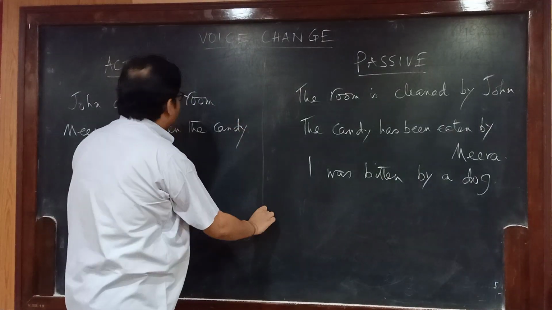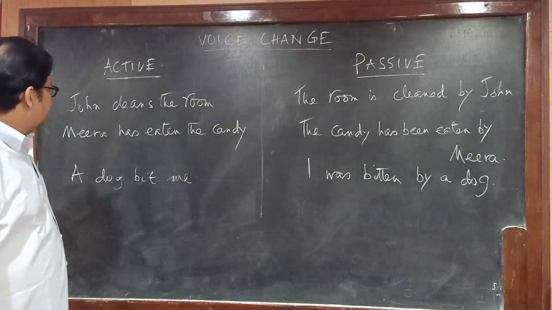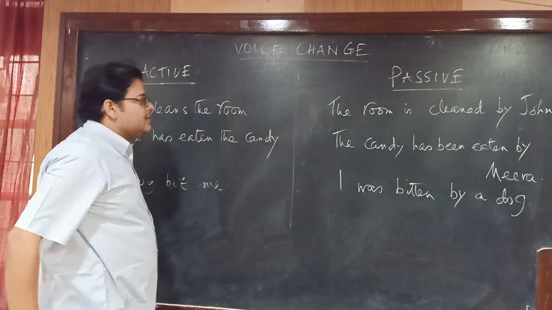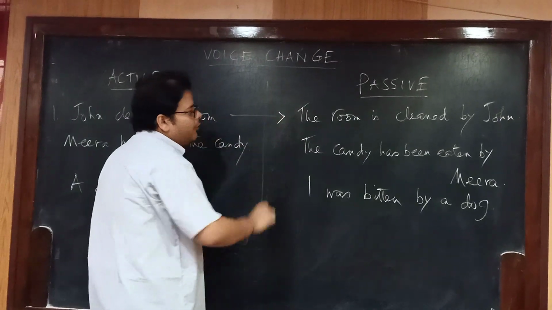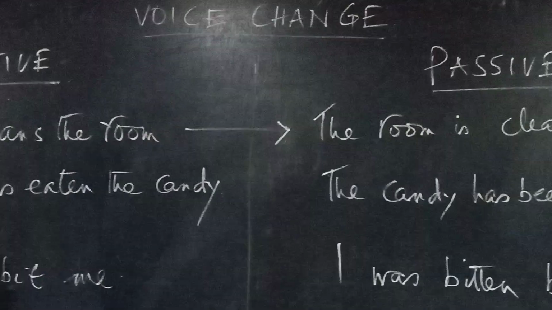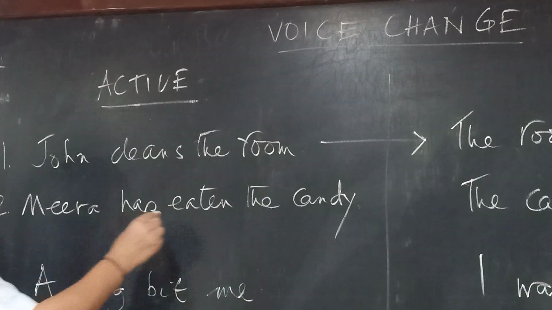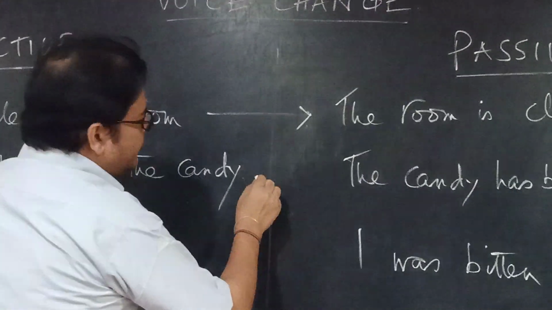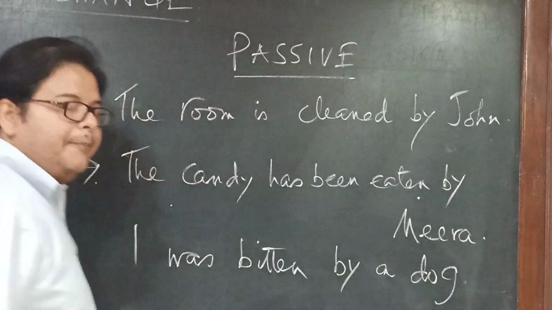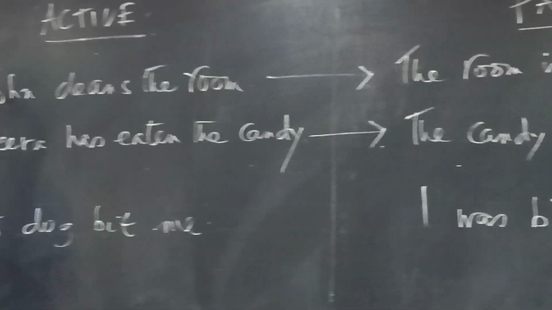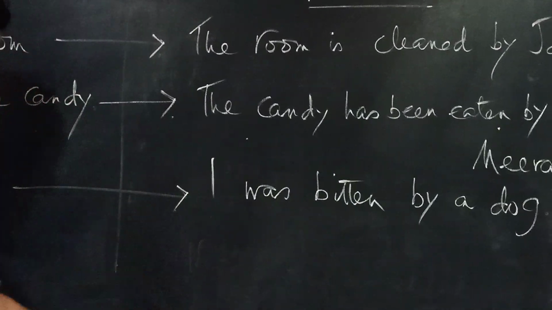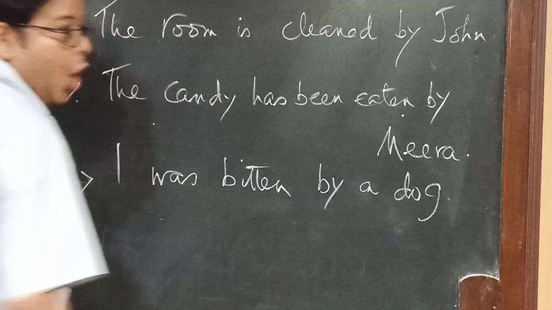I have taken 3 active voice sentences and 3 passive voice sentences. The first one, John cleans the room. This is in active voice, and when you transform it into passive voice, it becomes the room is cleaned by John. The second example is Meera has eaten the candy, and in passive voice, the candy has been eaten by Meera. The third sentence is a dog bit me, and in passive voice, you get I was bitten by a dog.